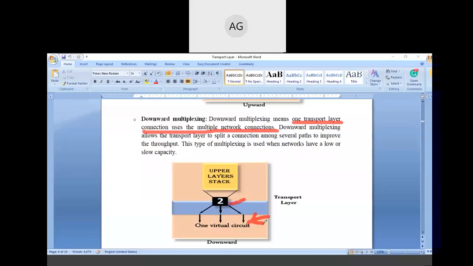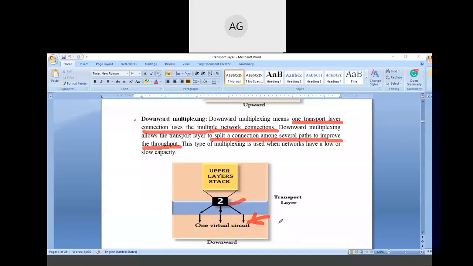As you can see here, three network connections have been established between the transport layer and the network layer. So this is called downward multiplexing. Downward multiplexing allows the transport layer to split a connection among several paths to improve the throughput. This type of multiplexing is used when networks have a low or slow capacity.